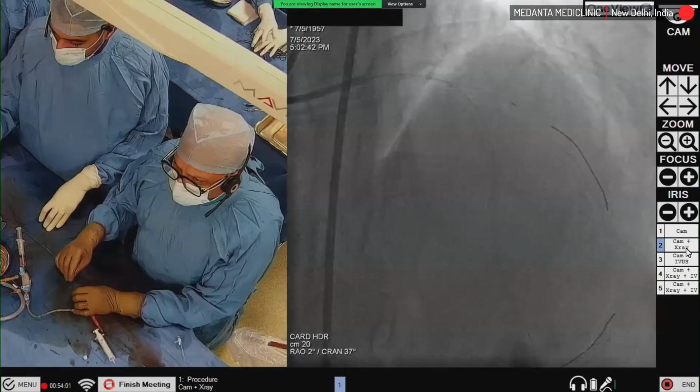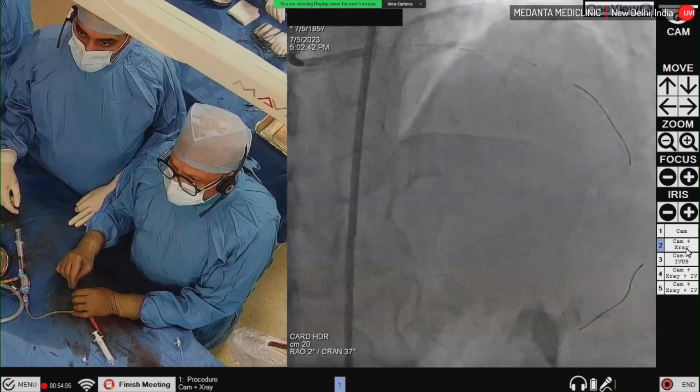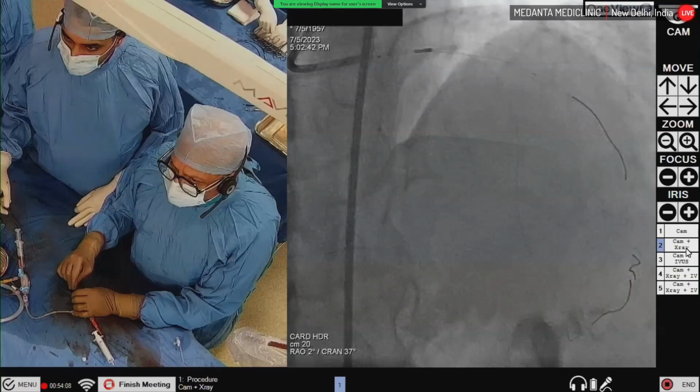Give some water. There is some staining of the dye which I am seeing now in the RI, that ramus intermedius branch.